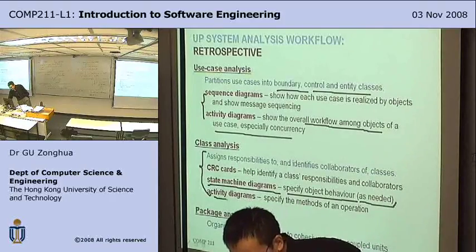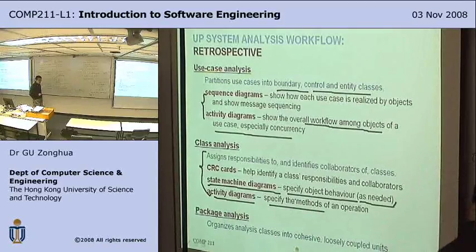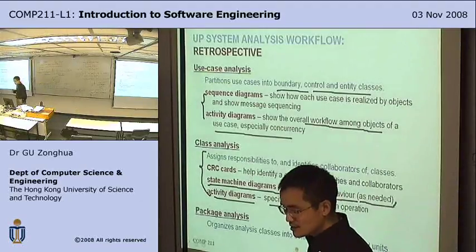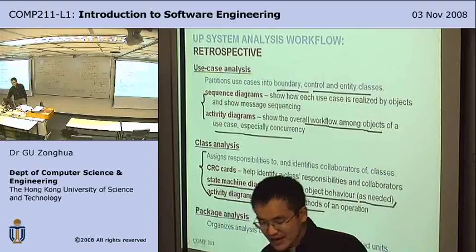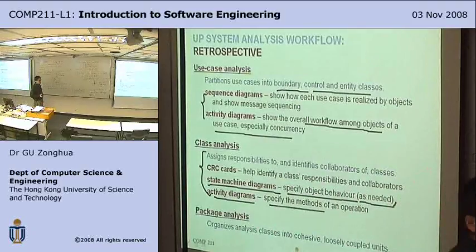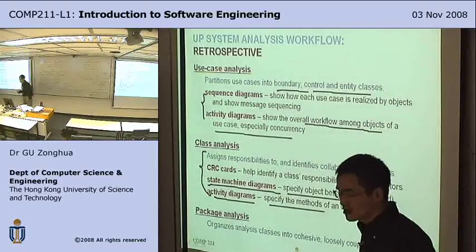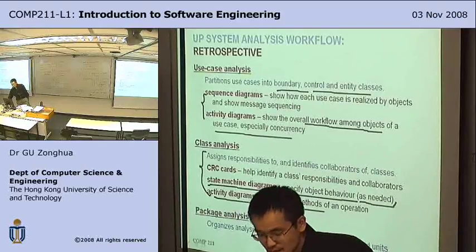So activity diagrams can be used to specify the methods. Remember, a method is the implementation of an operation. It's the interface, classifier, and instance distinction, right? So specify the methods, that is, the internal details of an operation. What does the operation do internally? That's like a flow chart.